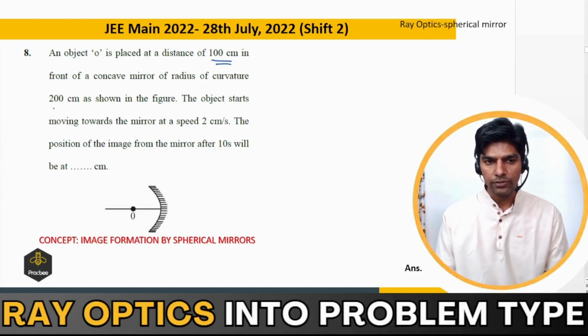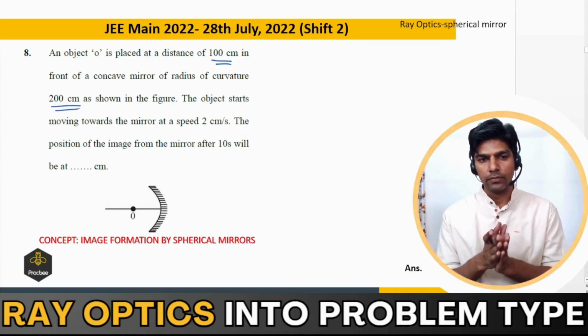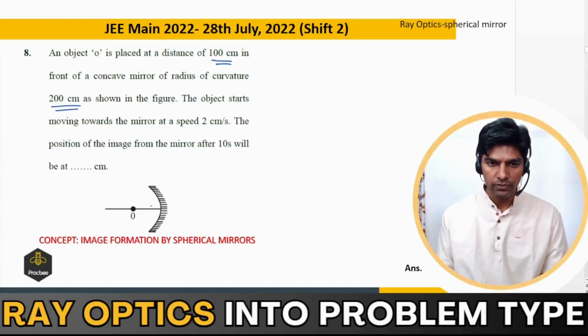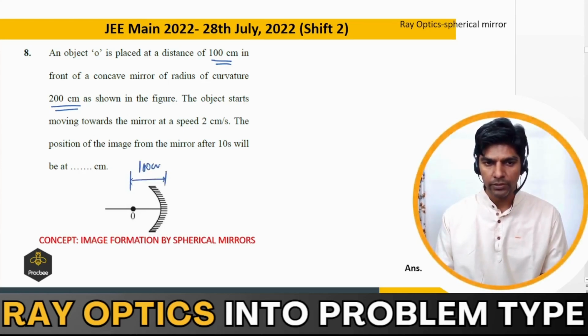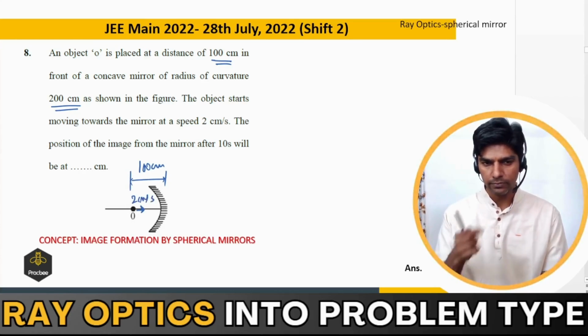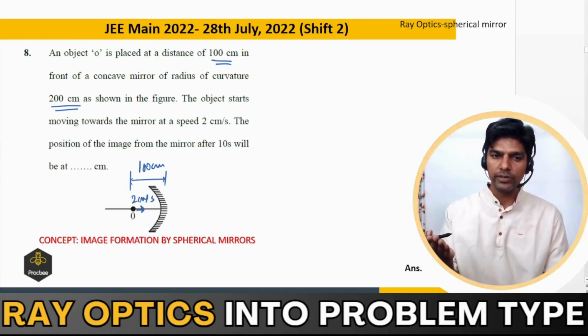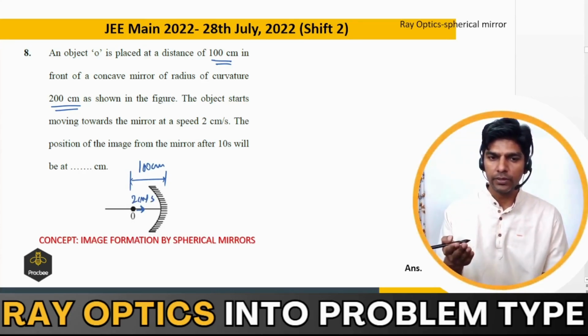of radius of curvature 200 centimeter. The object starts moving towards the mirror with a speed of 2 centimeters per second. So let us say this distance is given as 100 initially, and this object is moving in the right direction with 2 centimeters per second. The position of the image from the mirror after 10 seconds.